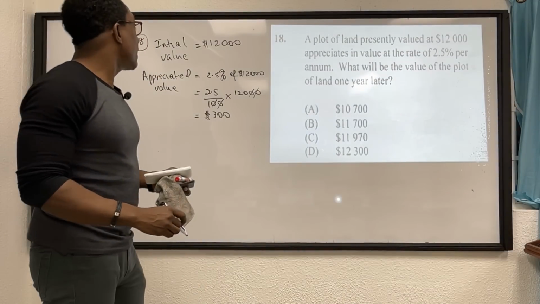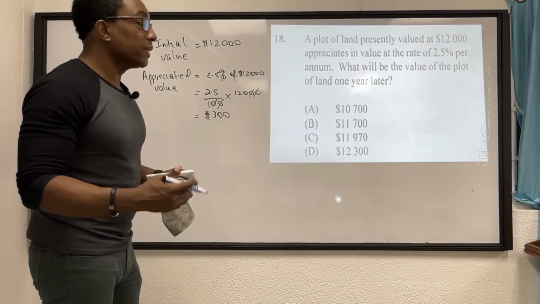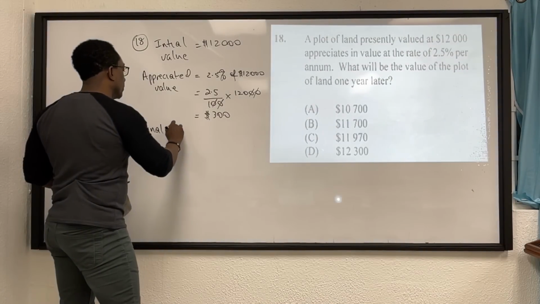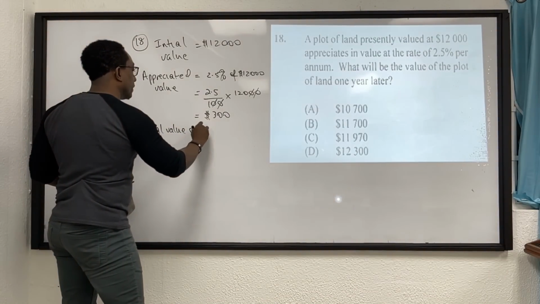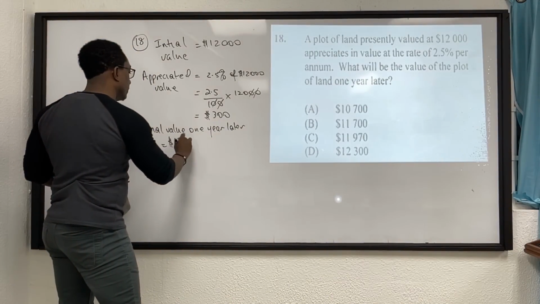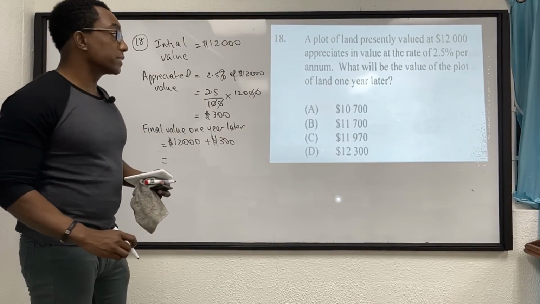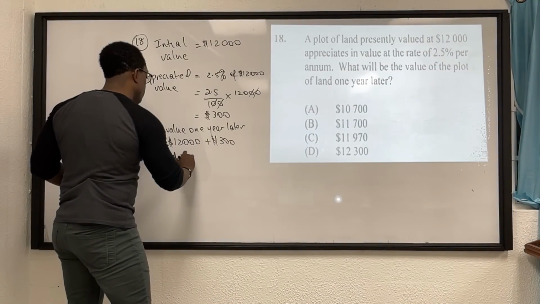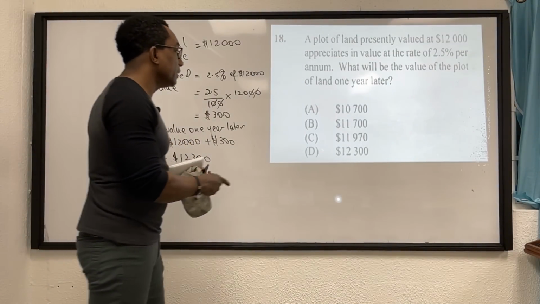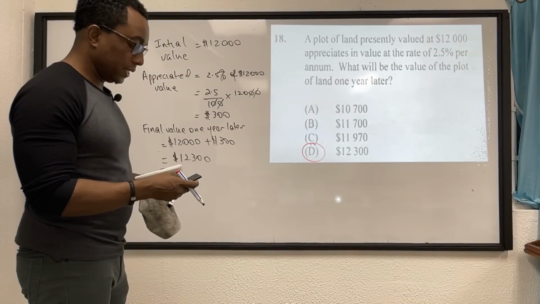So if it appreciates by $300, that's the appreciated value, then the value of the plot of land 1 year later, so the final value 1 year later, will be to add $300 to $12,000, which will give us $12,300. And the answer for question 18, that is D. Let's move on to question 19.